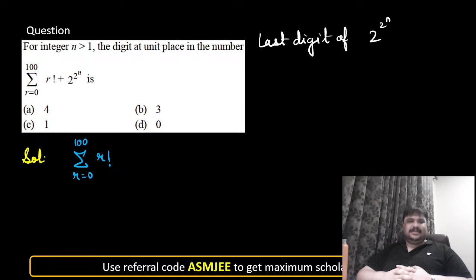What do you mean by last digit? Last digit means remainder by 10. Unit digit place means remainder by 10.